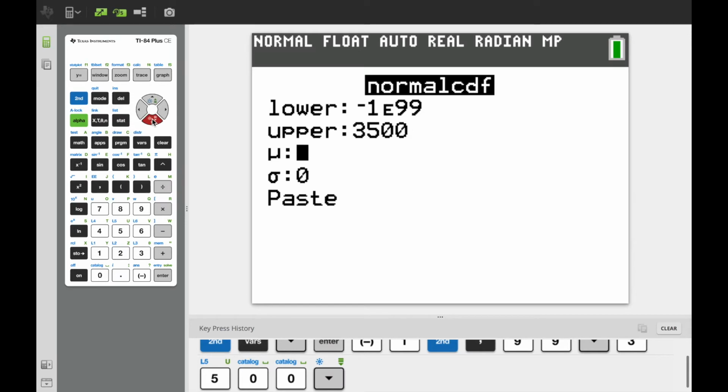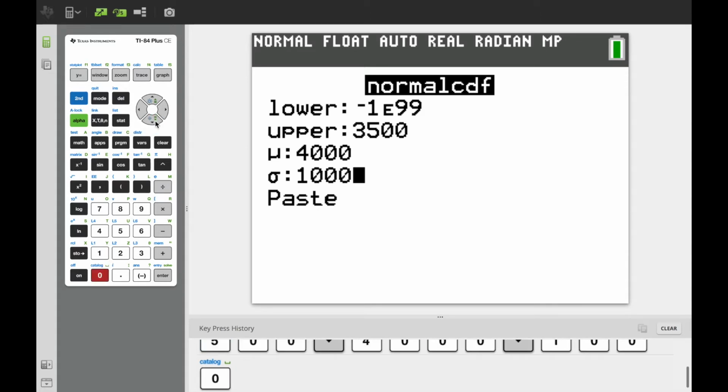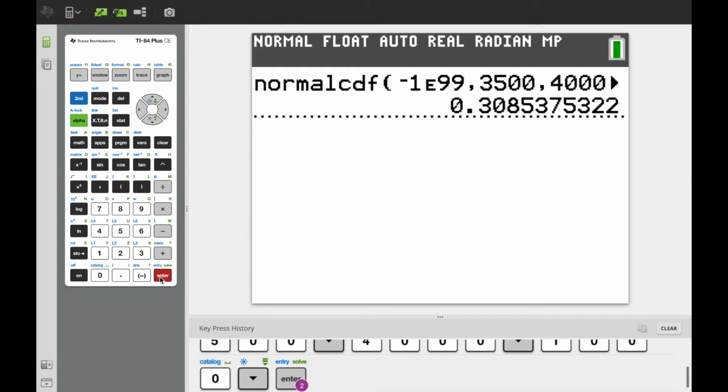And in our problem, the mean of the weight of cars was 4,000, and the standard deviation was 1,000. So once you enter all 4 of these values, you have a lower and upper limit, and then your mean and standard deviation. You're going to put those into your function, and when you hit enter, you'll get your probability. And we typically tell students to round to 4 decimal places, so that's up to the discretion of your professor, or it'll be stated in the problem.